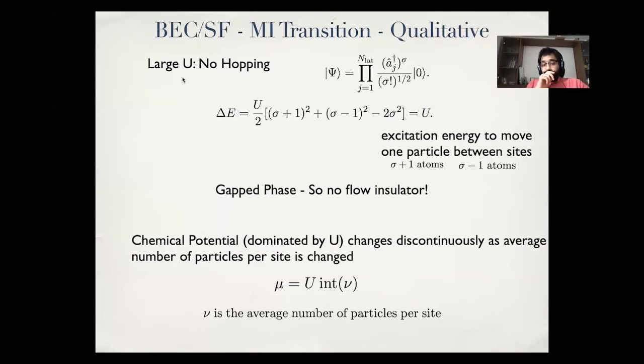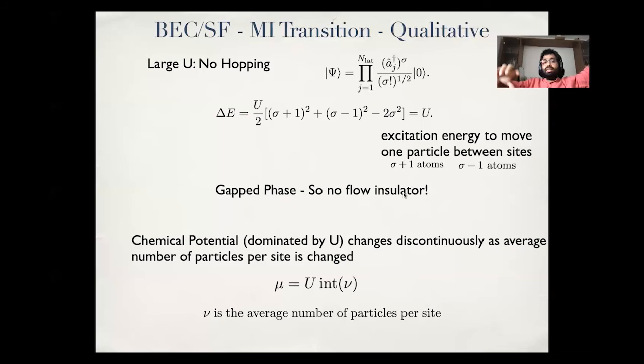Okay. So now one can actually calculate what the chemical potential is in this system. I will just show this in a moment in a more quantitative manner. And it turns out that it is basically proportional to U times the integer part of the average number of particles per site. You calculate the total number of particles divided by the number of sites. That is the average number of particles per site. Okay, so that is the qualitative picture that tells us that at extremely large U, I would expect a state like this, and at extremely small U and large tunneling, I would expect this superfluid. And these two quantum states are very different quantum mechanically.